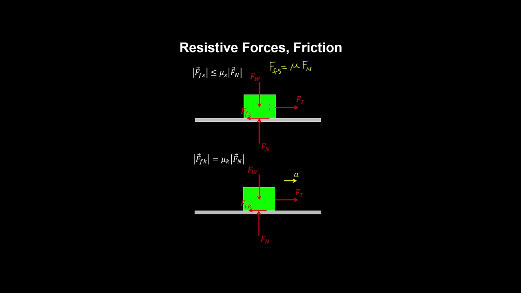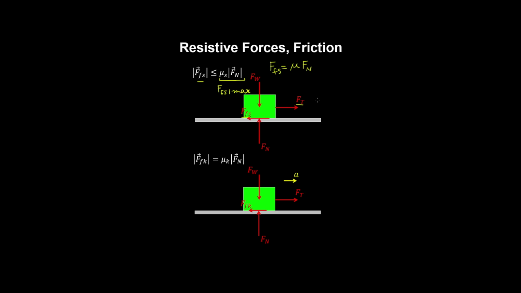And suppose we want to move this block by applying a tension force on a cable attached to it. Well, we keep increasing this force, and by Newton's first law, the magnitude of the static friction force also increases until we reach the limit of the maximum static friction. Well, in that case, the object is on the verge of sliding.